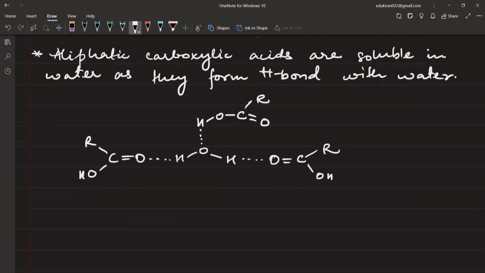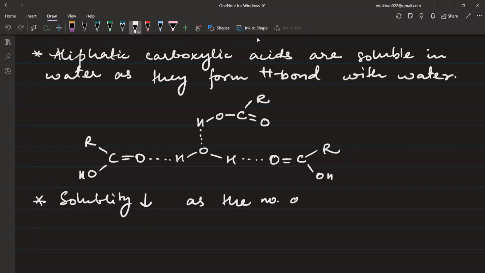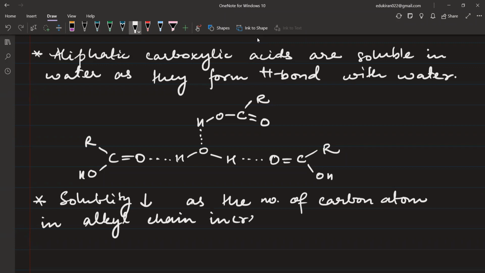However, if I'm going to increase the number of atoms in the alkyl group, this R group, if it is going to be larger, then the solubility is going to decrease. Why? Because this R group is non-polar and not favorable for solubility. As we have written the case for alcohols also. So please write: solubility decreases as the number of carbon atoms in alkyl chain increases.